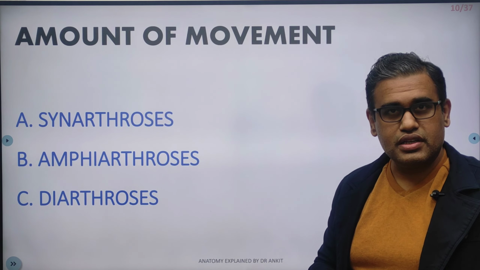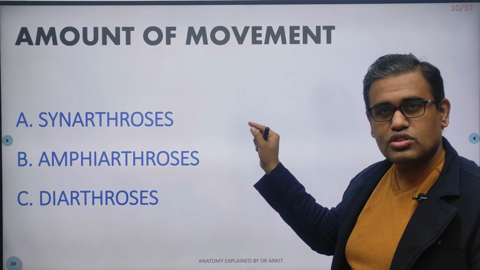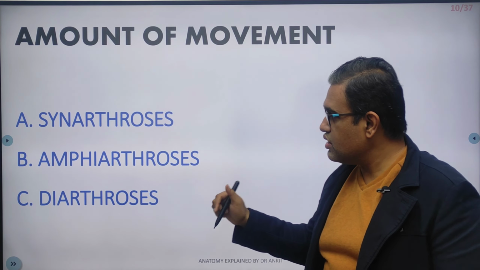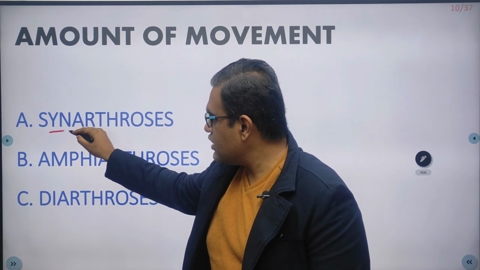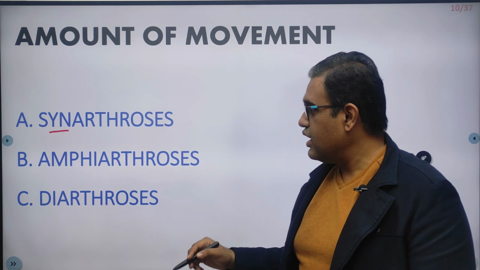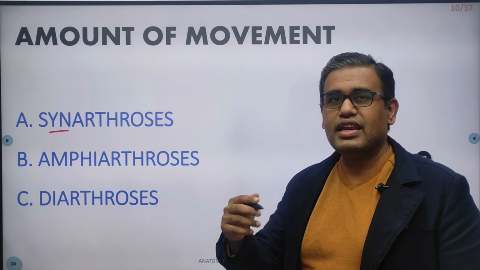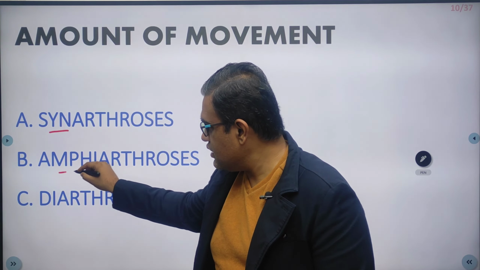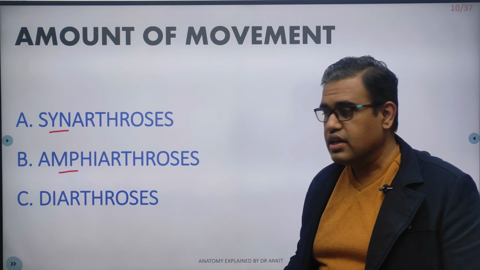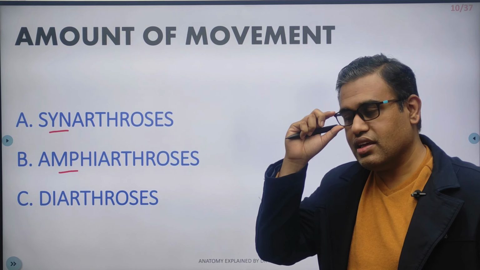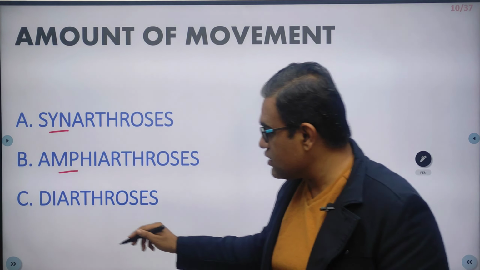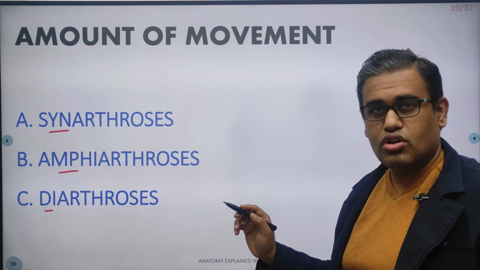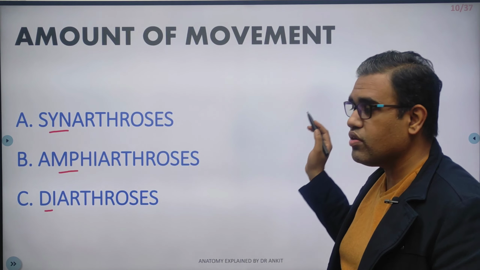On the amount of movement, the joints are classified into synarthrosis, amphiarthrosis and diarthrosis. As we all know, the word syn means fusion. So in this, the joints are actually fused, and here their mobility is very less, or it is normally immobile. In place of it, the second, amphiarthrosis, here the joints are slightly mobile, while in the third part, that is the diarthrosis, the joints are freely mobile. So this was one sort of classification on the amount of the movement.